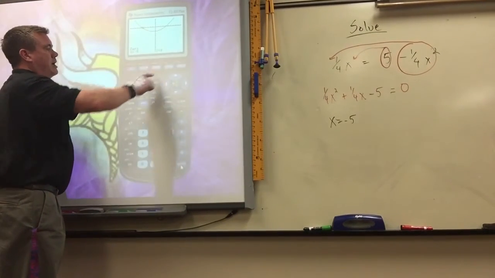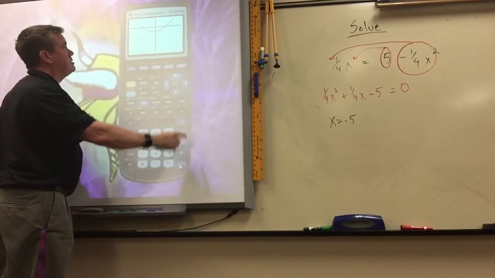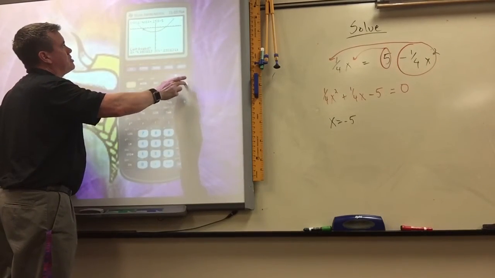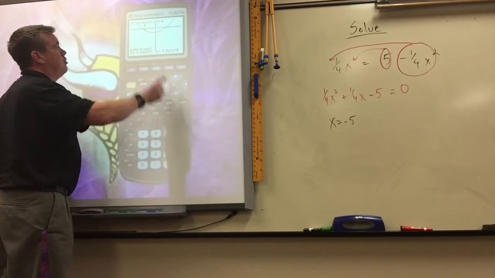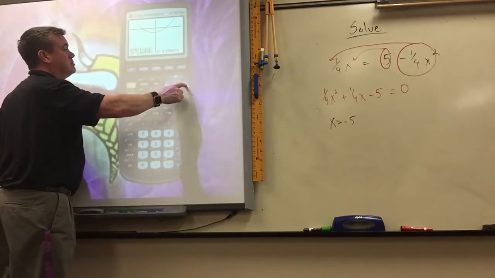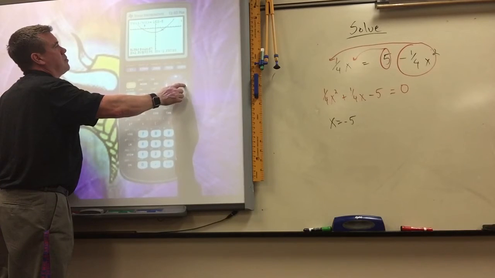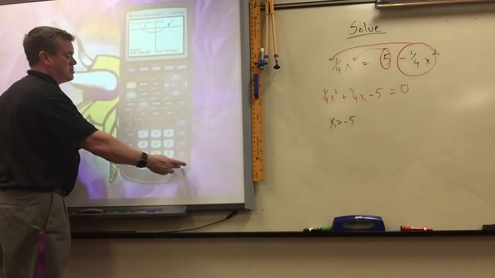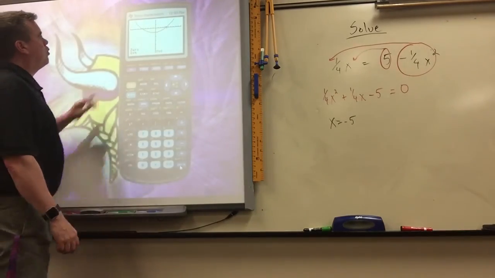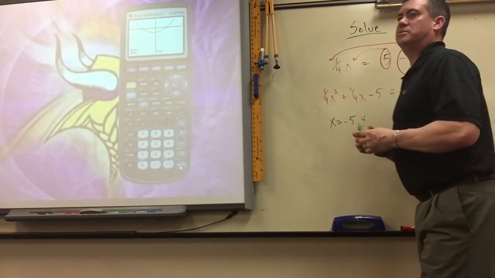Then to do the second one, again, hit the calc. Go down to 0. Left bound, you just got to be below it, so just make sure you're over there. Enter. Right bound, you got to get it up above. Enter. Yes. And that is at 4. So those are the two solutions.